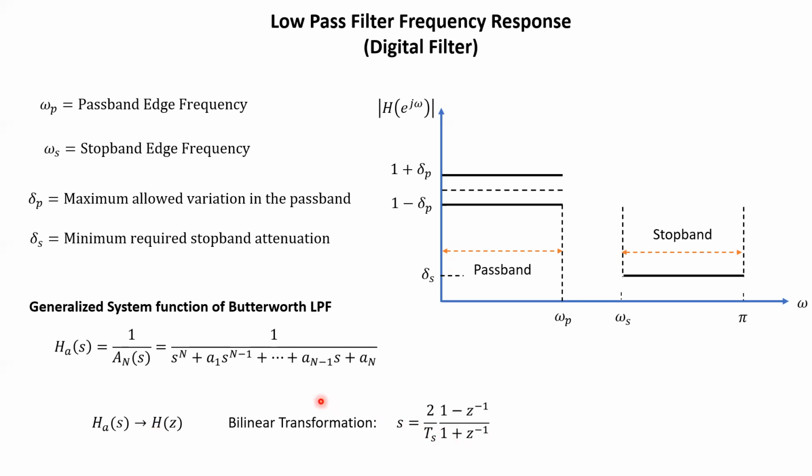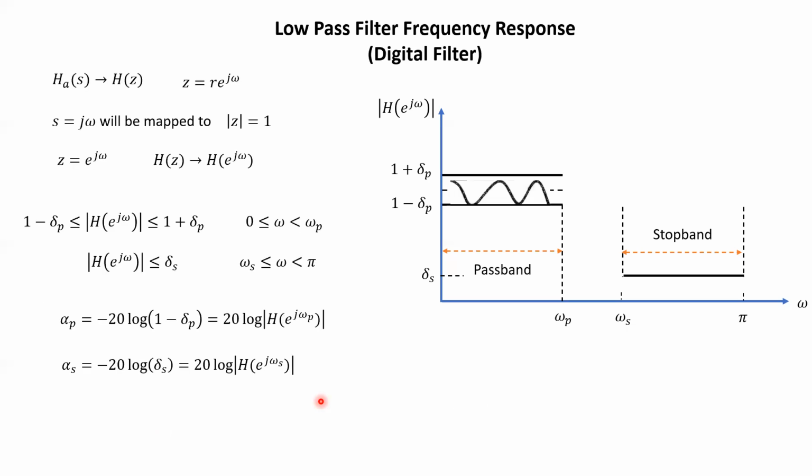Here we are not actually studying the detail of how this bilinear transformation is done, because we have to perform the experiment in MATLAB. So we'll just see what the specifications are, how it will be converted, and then how to perform this experiment in MATLAB, right?